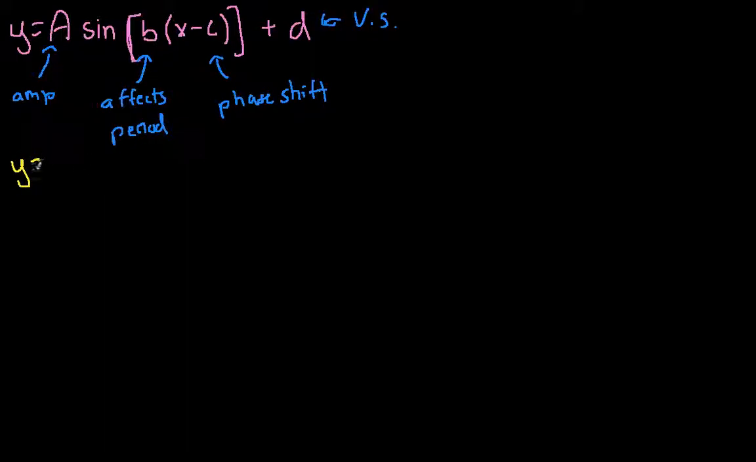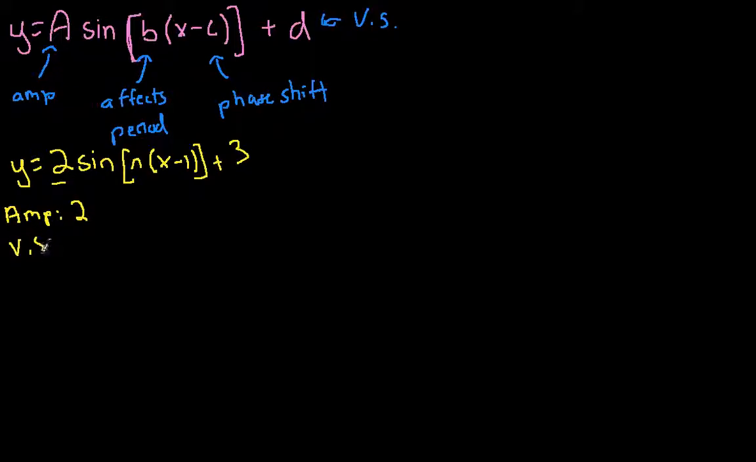So an example might be y equals 2 sine of pi times x minus 1, plus 3. Okay, so as we know from before, our amplitude would be 2 because it's just that number in the front. Our vertical shift would be positive 3. Our max is therefore the vertical shift plus the amplitude, which would be 5. Our min is the vertical shift minus the amplitude, which would be 1.